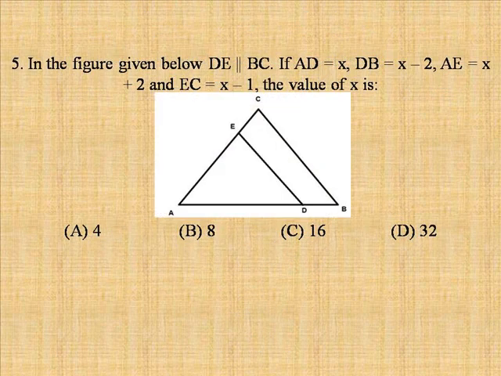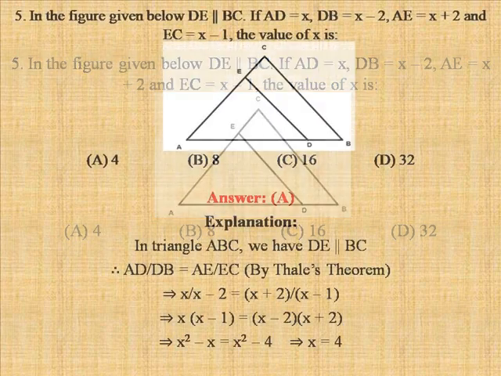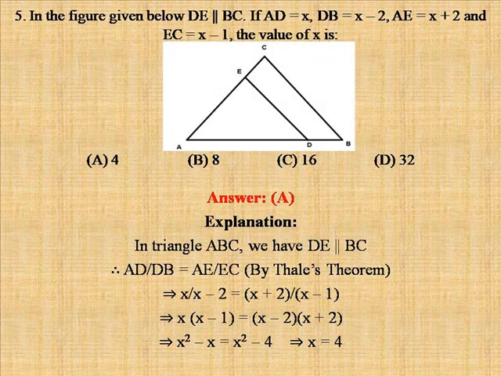Question number 5. In the given figure, DE is parallel to BC and AD equals x, DB equals x minus 2, AE equals x plus 2 and EC equals x minus 1. The 4 side parts are as given. Find the value of x. You have the 4 options. Let's see its answer. You can see option A, that is 4, is the correct answer.